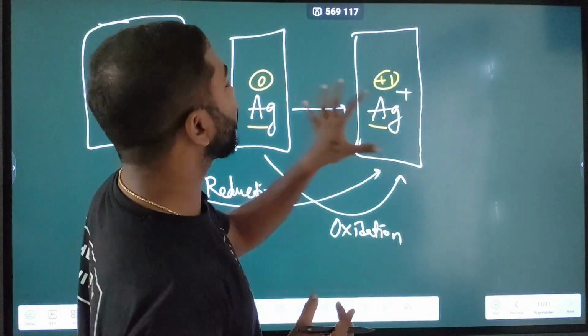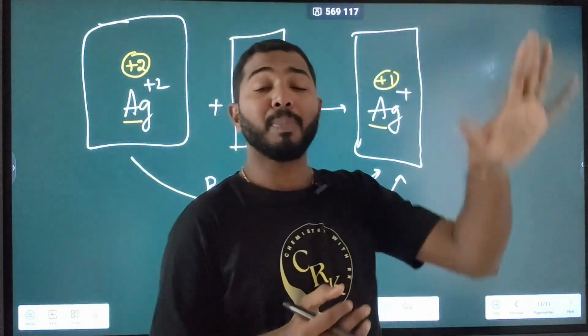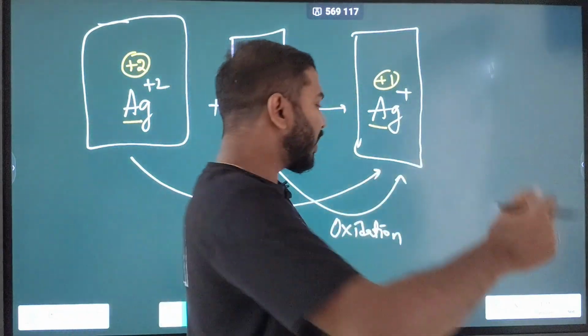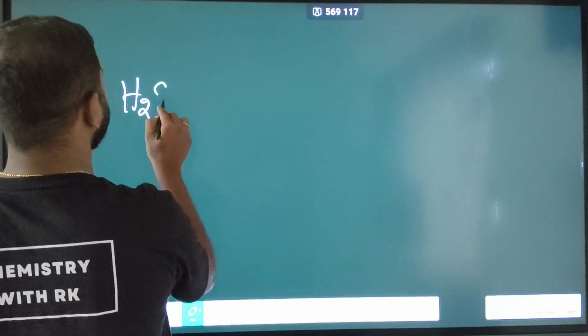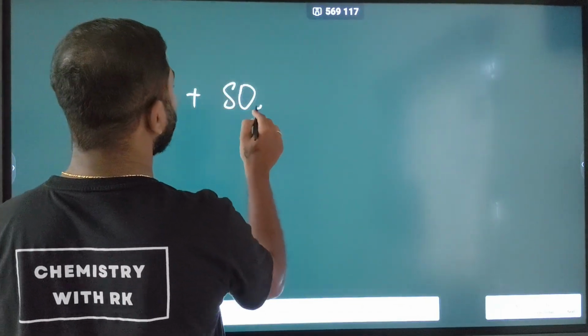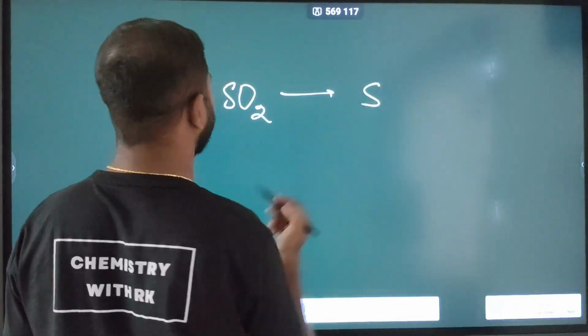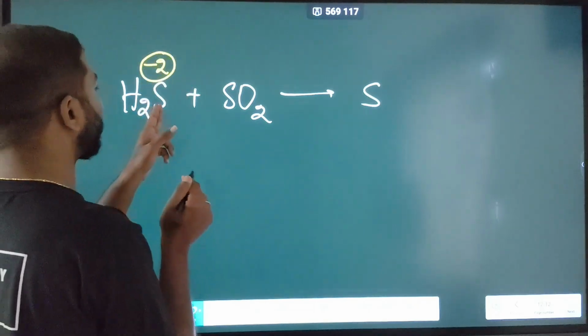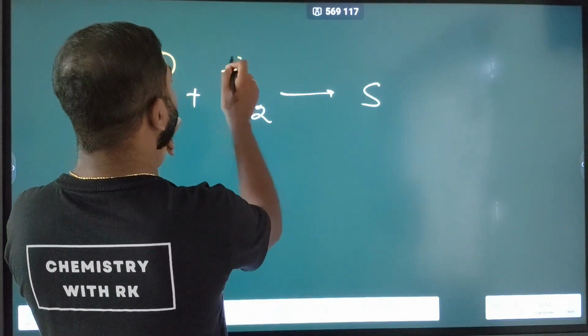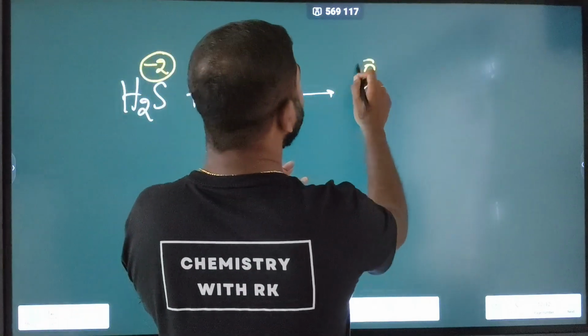Okay, so such type of reaction is said to be what? Comproportionation reaction. Let me give you one more example: H2S plus SO2 gives S. Please try to tell me the oxidation numbers. It is minus 2 for sulfur in H2S, plus 4 for sulfur in SO2, and then 0.